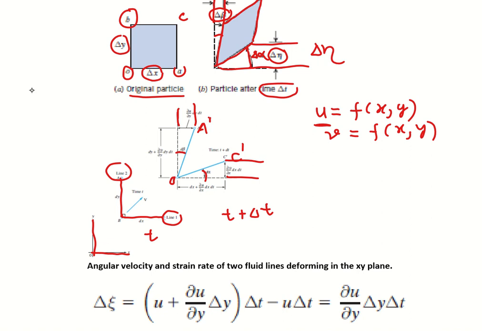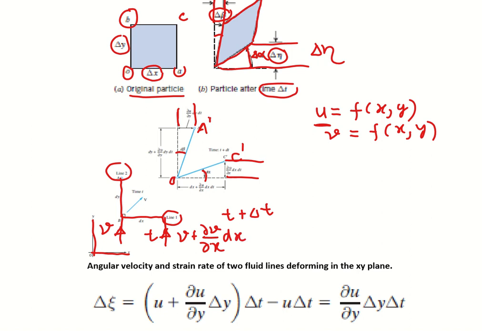At this point, what is this velocity? V. At this point, what is the velocity? Because v is a function of x, it will be v plus the gradient in x direction, del v over del x, because we are moving in x direction, multiplied by dx or delta x.